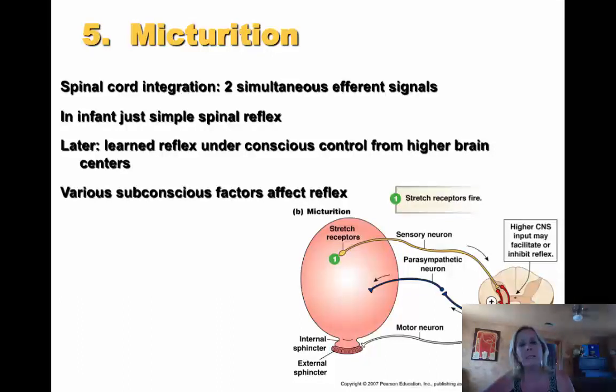After about 18 months, there is information going up to higher brain centers, and then the question is, hey, do you want to relax those sphincters or not? And it might not be an appropriate time to relax them, so the brain says, no, just wait. Now, once another 50 milliliters of urine enters that bladder and it stretches again, then we're going to question the brain, are you sure you want to wait?